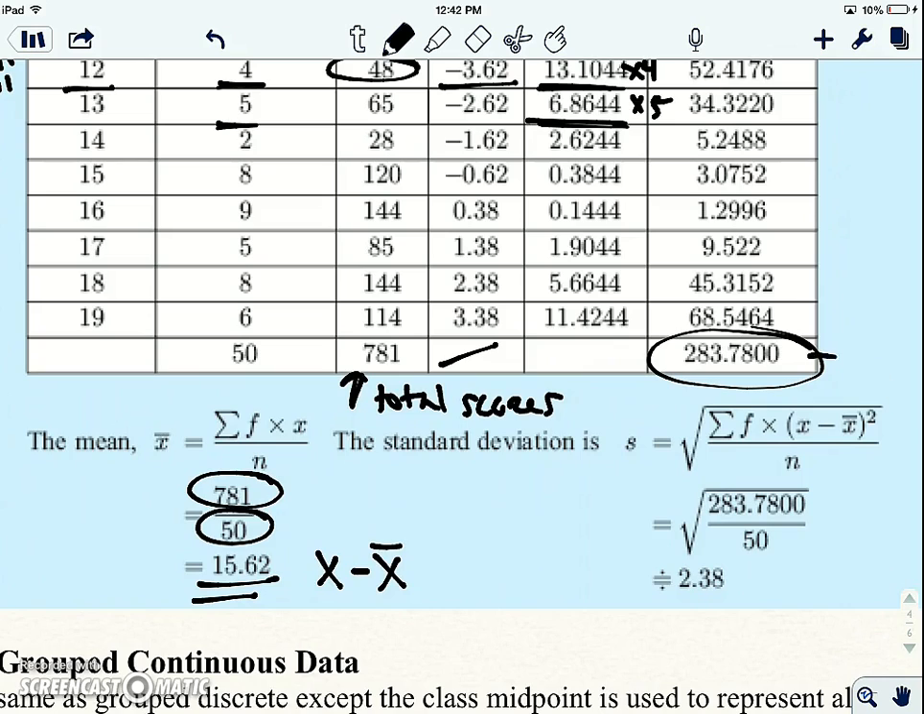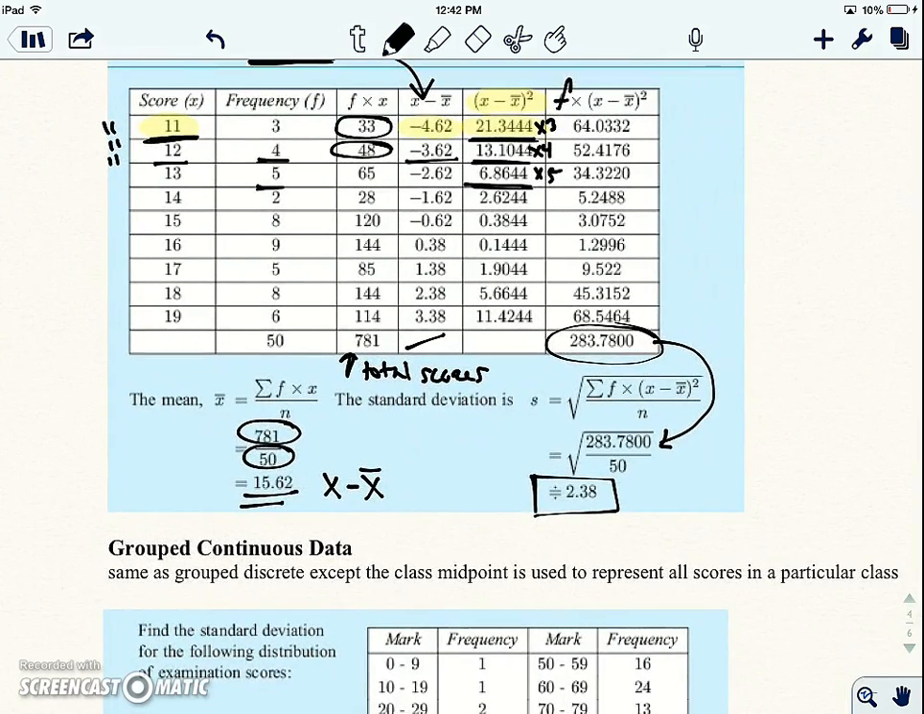So now we put this number in our standard deviation formula, divide by 50, and we get a standard deviation of 2.38. Often we will do this in the calculator, but I have to show you how to do it by hand in case you need to do it on your IA.